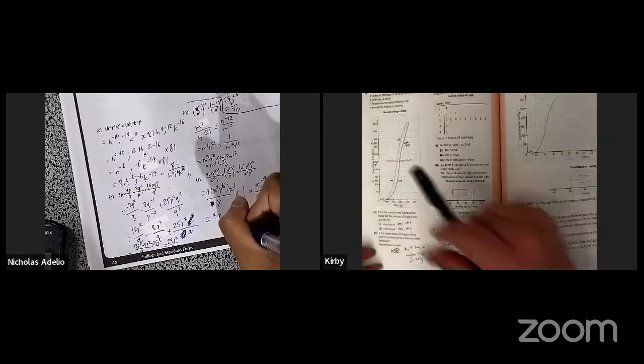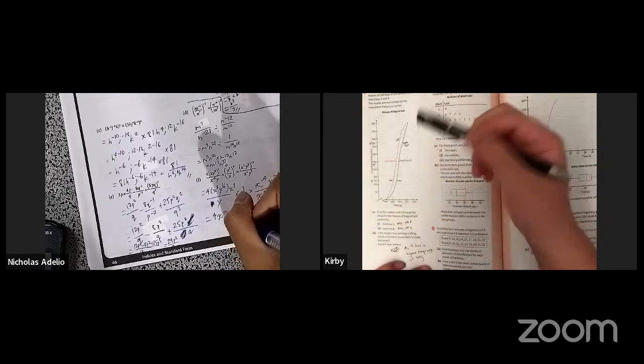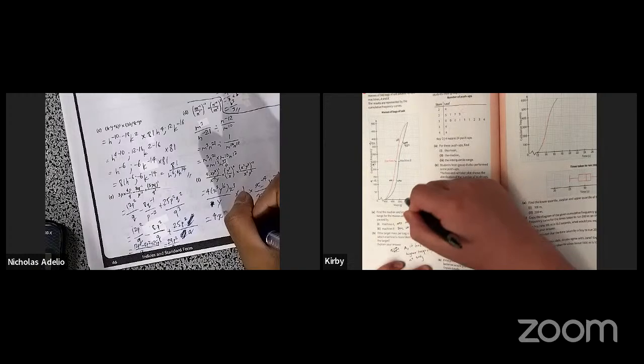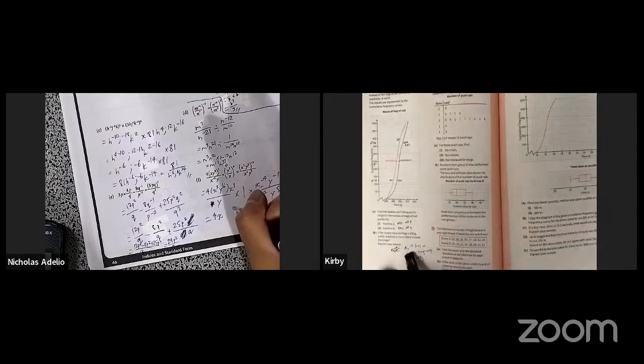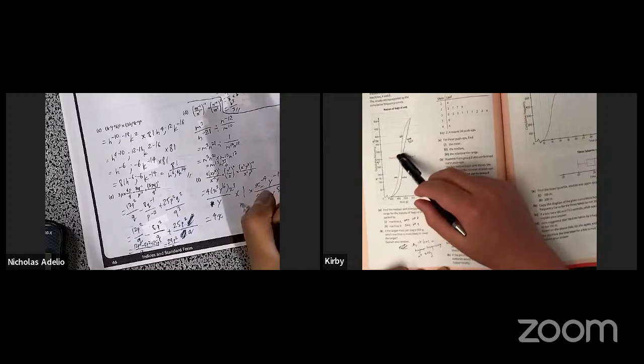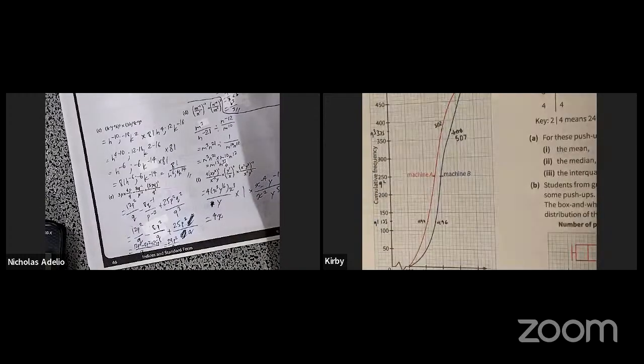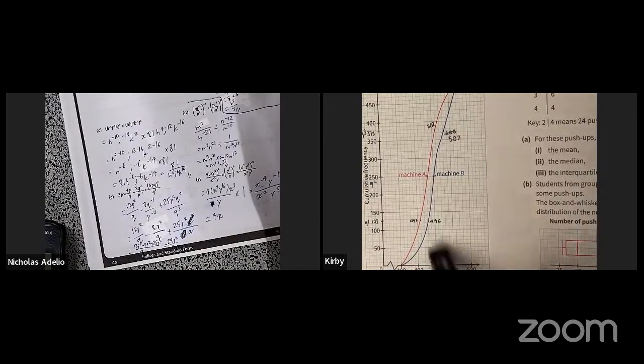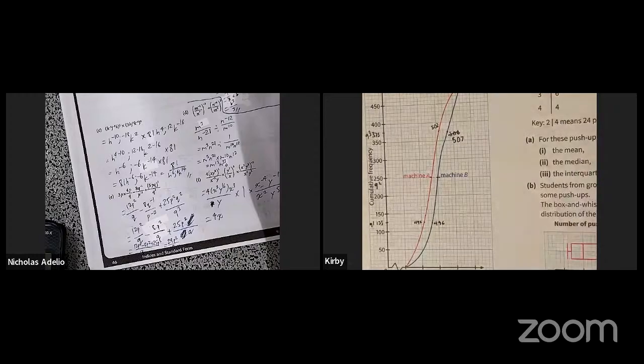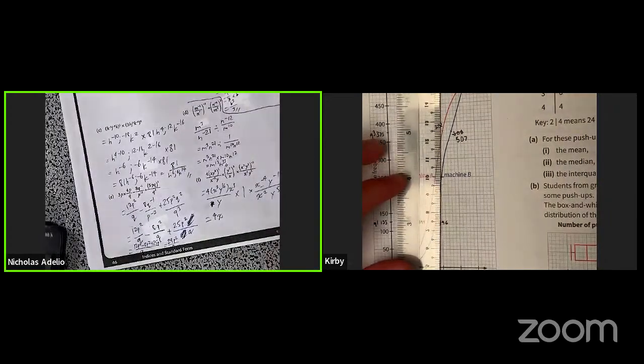Huh? Yes, Kirby, what is it? It says that I'm wrong. It says that, but isn't it A? Because machine A is higher at 500. Wait, teacher, I need to make sure.